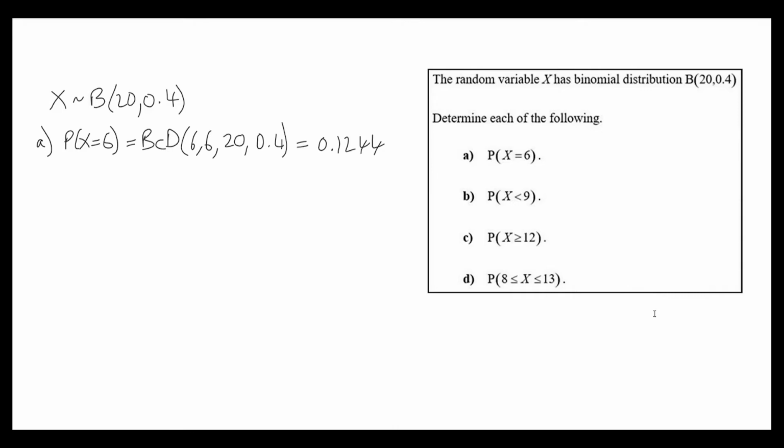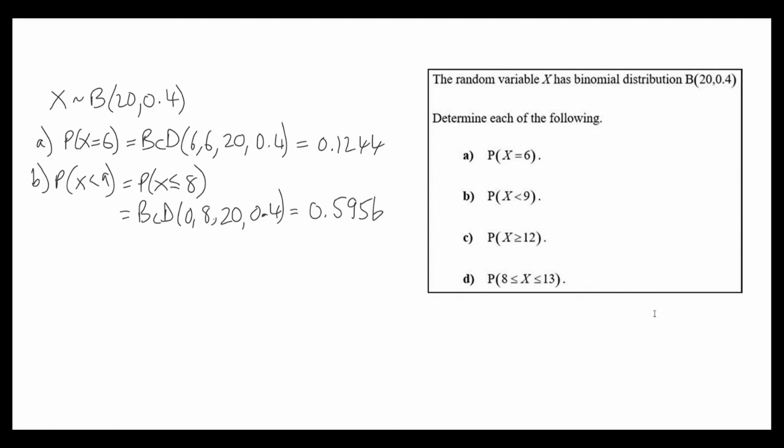In part B, the probability that x is less than 9. Less than 9 is not quite calculated already, so I'll rewrite that as the probability that x is less than or equal to 8. In BCD form, we're interested in all the values from 0 to 8. So a minimum of 0, a maximum of 8. The n is 20 and p is 0.4 once again. That gives us an answer of 0.5956.